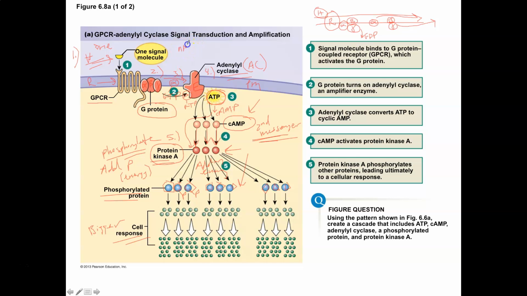You can have nanomolar concentrations of a hormone, but you can get a larger cellular response because of this amplification that takes place within the cytoplasm. And so once these proteins are phosphorylated, then the cell can change the permeability of ion channels. It can modify the activity of enzymes within the cell for metabolism. It can change the transport proteins within the plasma membrane, and so forth and so forth.